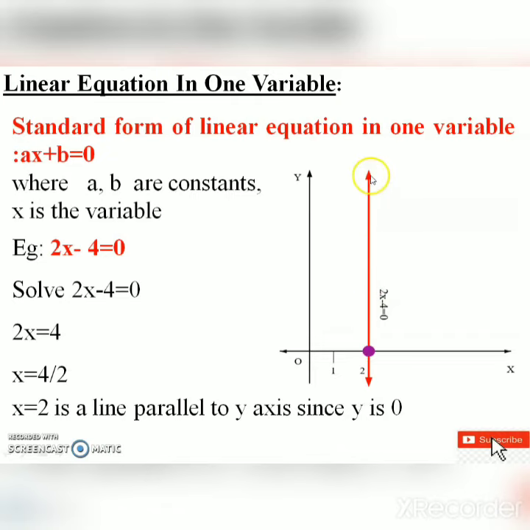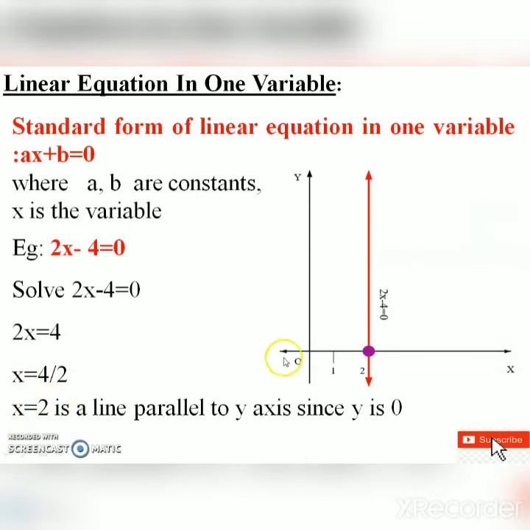Always remember x is equal to a, that is x is equal to something. Here x is equal to 2 will be a line parallel to the y-axis. Even if I had x is equal to 5, I'd plot it here, but that will also be a line parallel to the y-axis. If I had y is equal to something, that is, the variable was y, then it will be a line parallel to the x-axis.